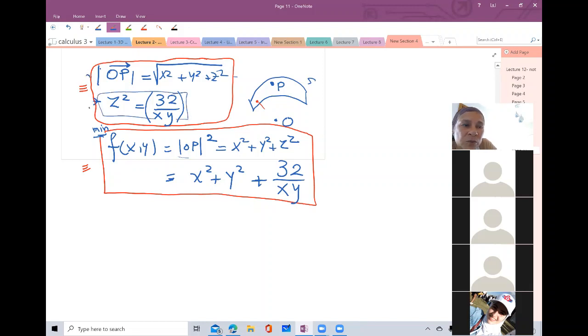Instead of writing two equations, the distance and the surface, I plugged the surface relation into the distance. So now I only have two unknowns here, the x and the y, and the z must be satisfied accordingly.